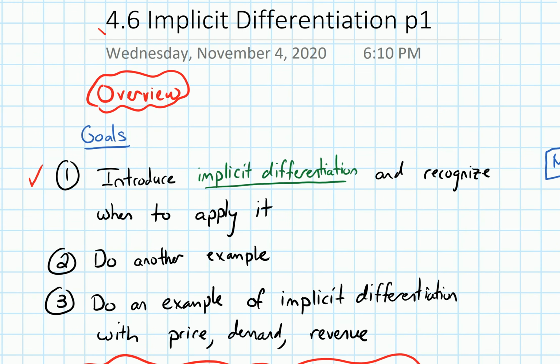So in terms of our goals, we have now done another example. That was our second goal, to do another example. We upped the difficulty with this example a little bit. In the next video, we are going to do another example of implicit differentiation, but it's going to involve an application to price and demand and revenue.